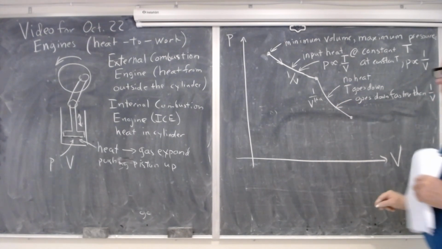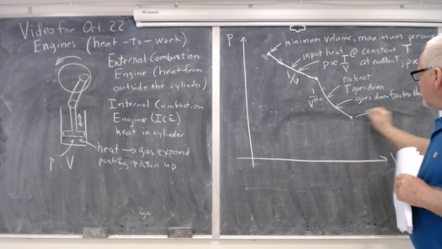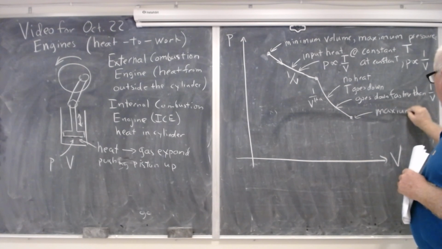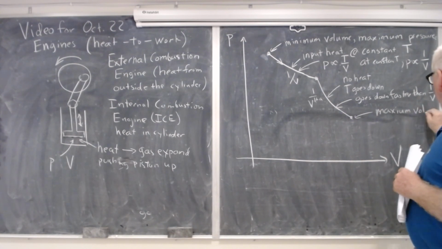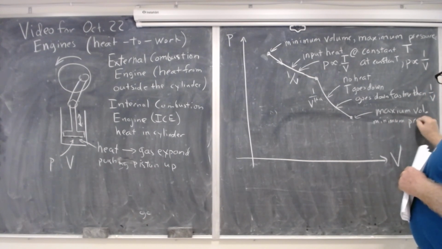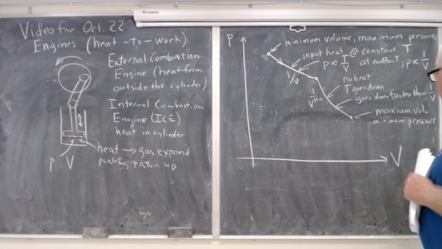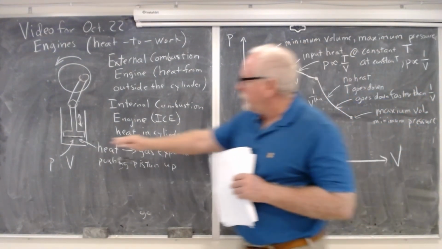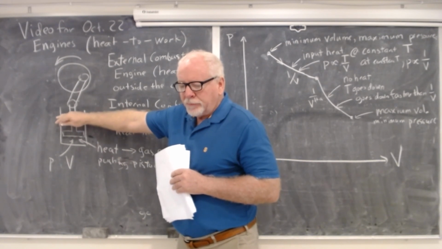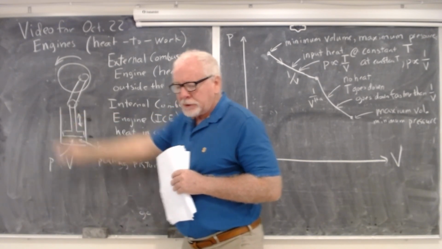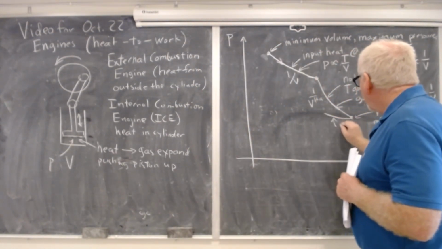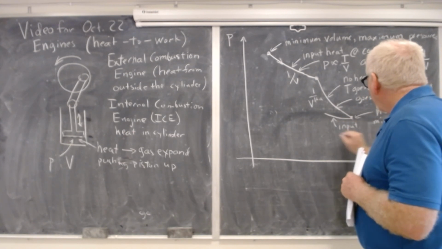All right, now what happens? Then you reach the point of maximum volume, minimum pressure, so basically at that point the piston has gone up to its highest point. The volume is at its maximum, the pressure is at its minimum, and then I'm going to write it as you input cold.